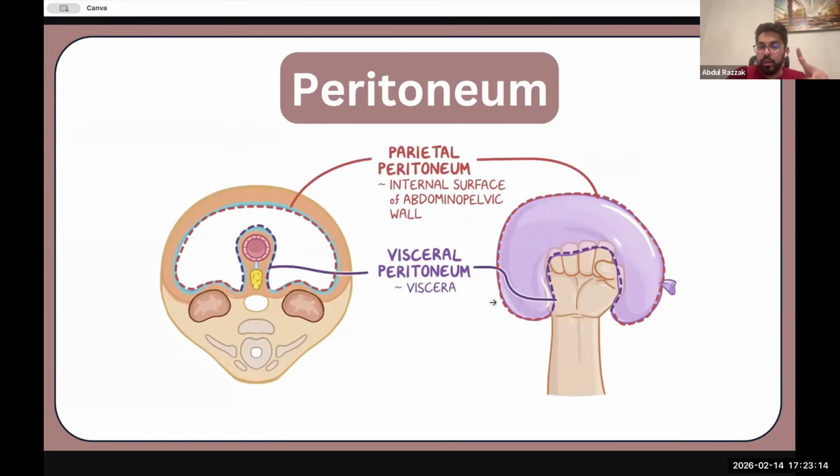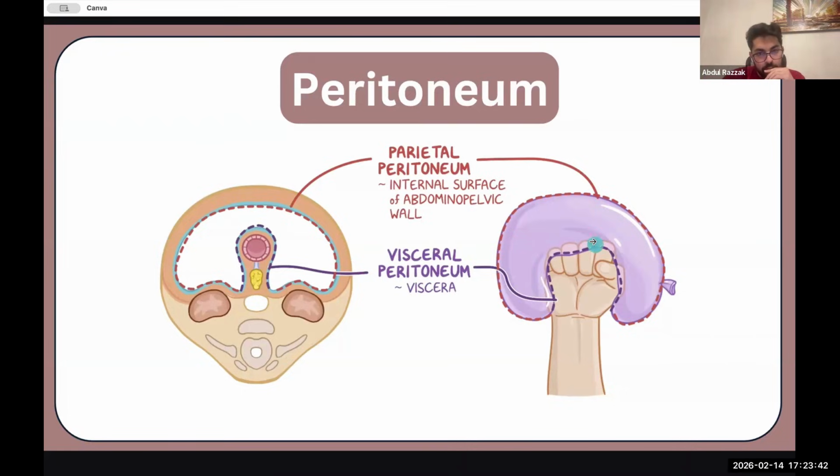The peritoneum is gonna have two layers. A layer that's in close contact with the organs themselves, and that layer is called the visceral peritoneum. Coming from viscera. Viscera is organ. So visceral peritoneum is the layer of peritoneum touching the organ. The other layer is the parietal peritoneum, and this is the layer of the peritoneum that is far away from the organs, and it is touching the abdominal pelvic wall.